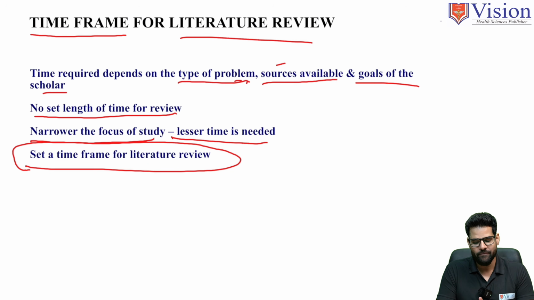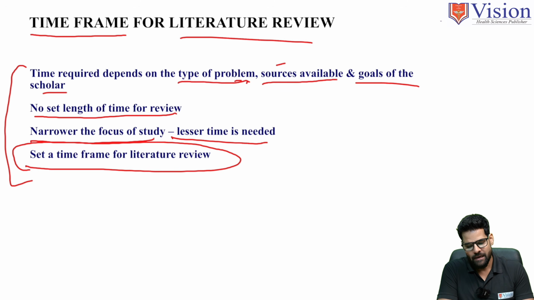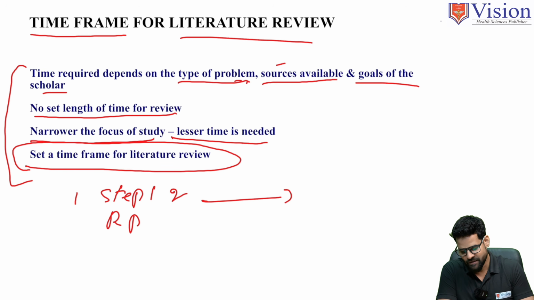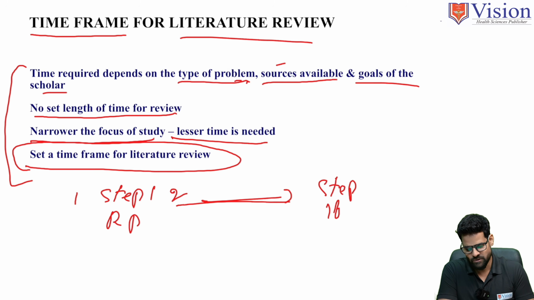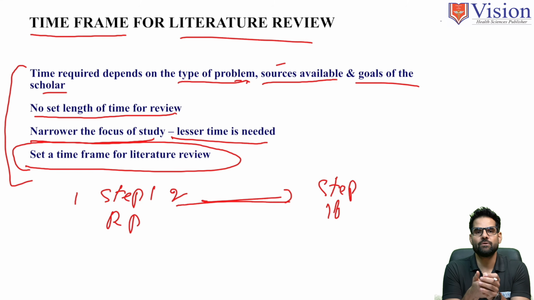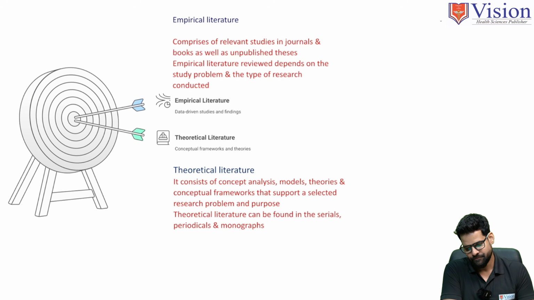Usually for master's students, we give one month's time. Even so, let me remind you, literature review is a process that we start right from step one of the research process, and we end with step 18. So it's a continuous process. Even once you have completed your research and submit it for publication, we keep on doing the literature review to add the newer research.